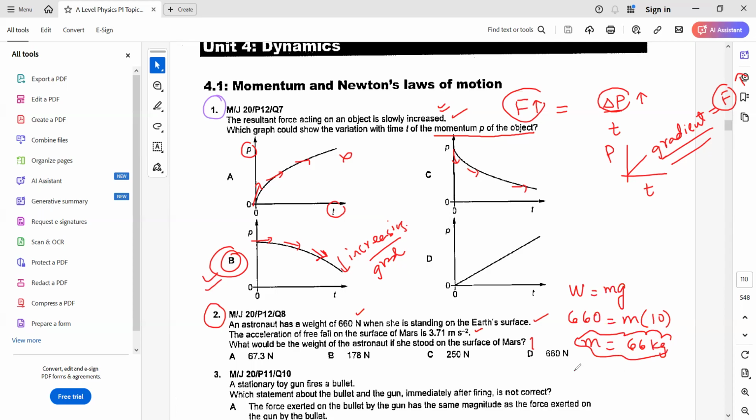At Mars, the acceleration due to gravity is 3.71. So that's 66 times 3.71. So what do we have? We have around 250 Newton. So that would be C.